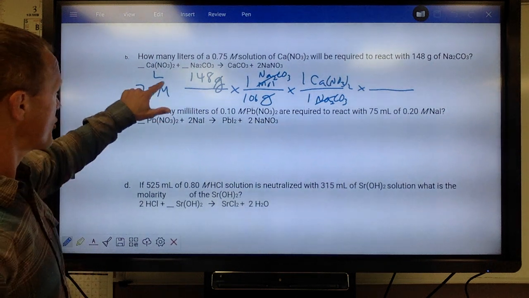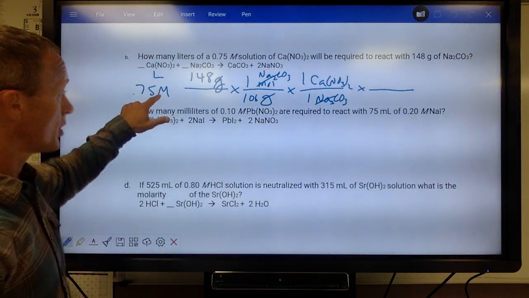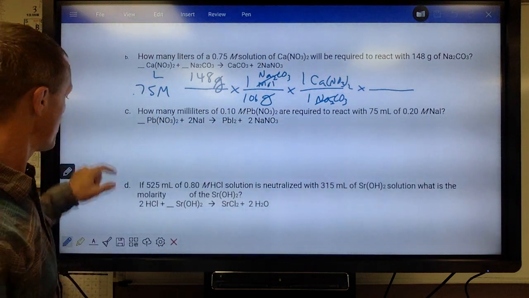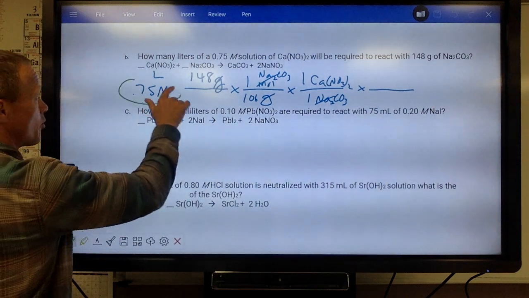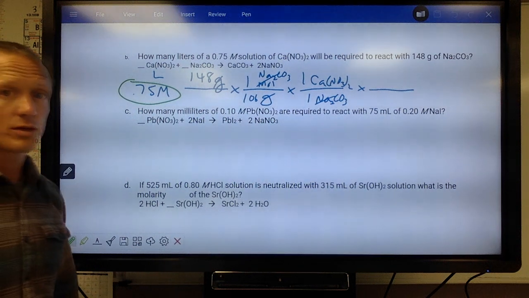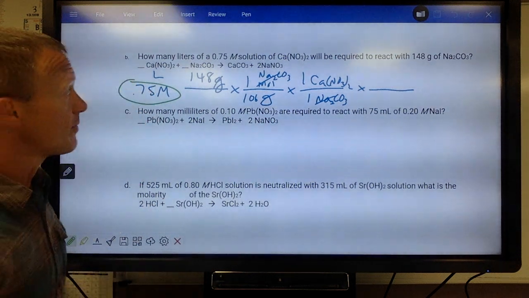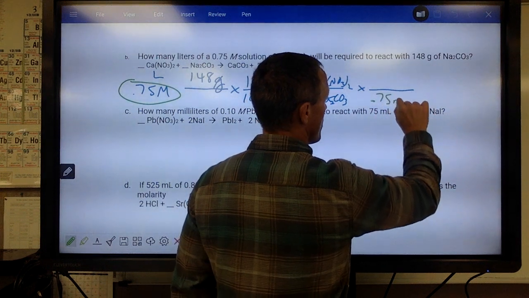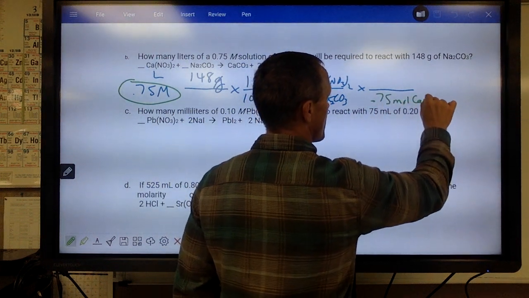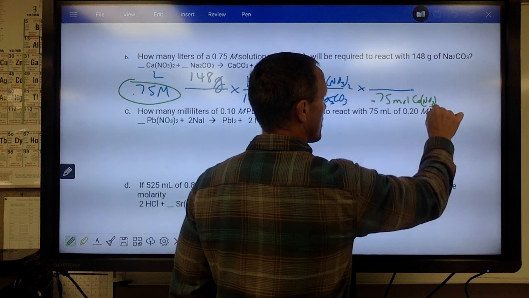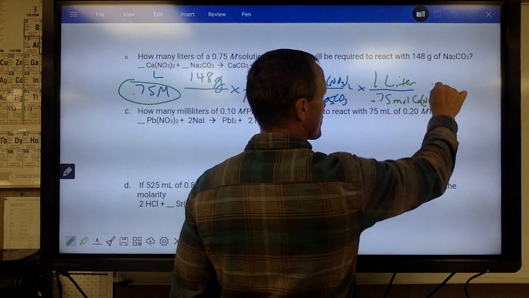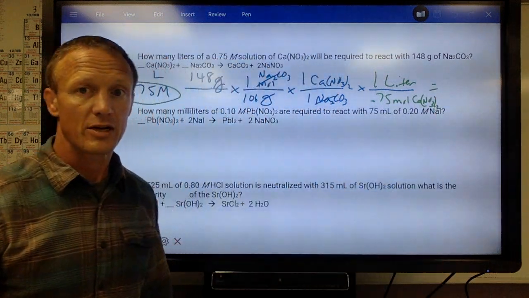And we know the concentration of this is 0.75 moles per liter. So we're going to put that in there. Remember, this means 0.75 moles per liter. That's the concentration of calcium nitrate. So the 0.75 will go on the bottom. There's 0.75 moles of calcium nitrate per 1 liter of solution. So that is your molarity in there.